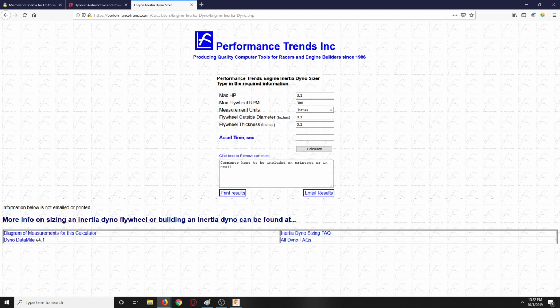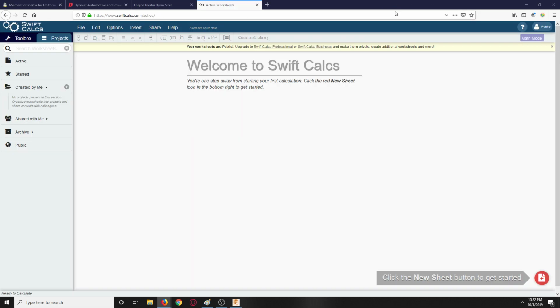What I'm thinking about doing is making this to do some calculations first. I told you what we have at the steel store: an 8-inch ID by 8 and 5/8 OD piece of steel. So we're gonna jump into Swift Calcs. I'm sure you guys have seen that in multiple places.